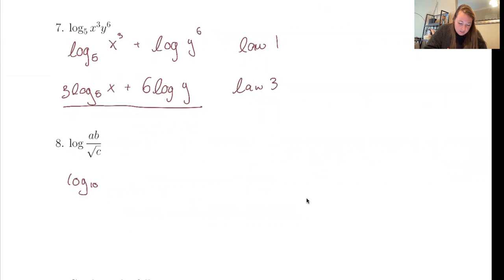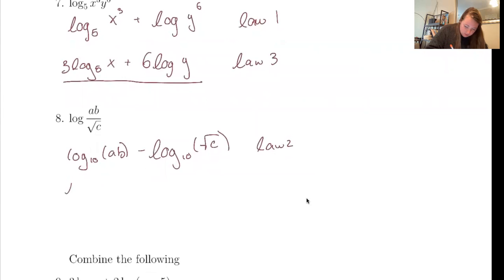So we have AB divided by the square root of C. I would get rid of the division first. So I do log base 10 of AB minus log base 10 of root C. And then I would do log A plus log B.